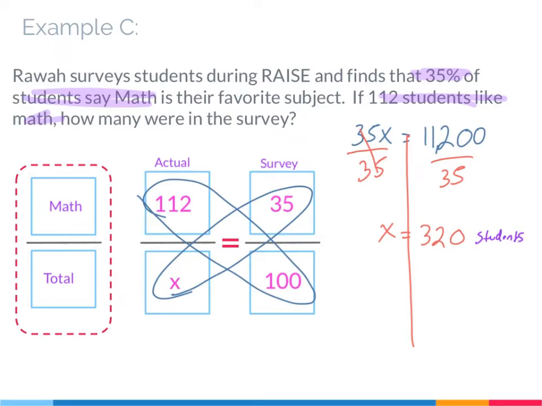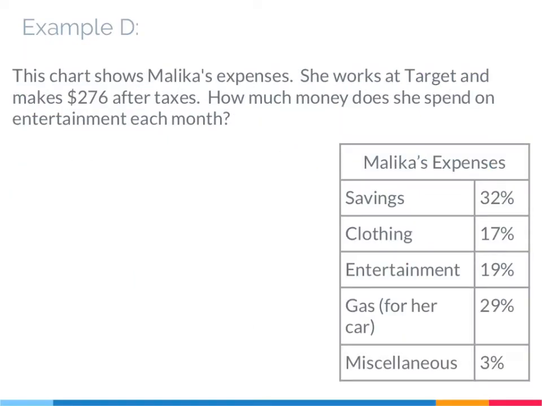Now let's take a look at a table in example D. Example D says this chart shows Malika's expenses. She works at Target and makes $276 after taxes. How much money does she spend on entertainment each month?